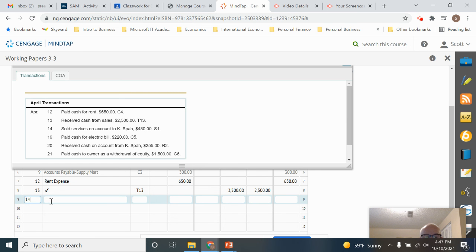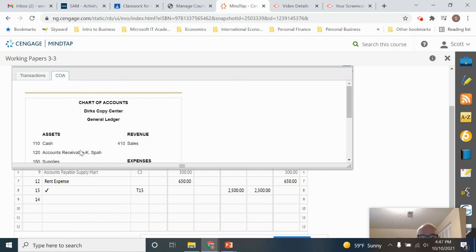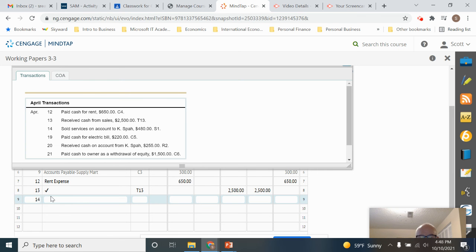Transaction for the 14th, sold services on account to K-Spa. K-Spa. All right. Well, what are we debiting? Let's go look at our chart of accounts here. Accounts receivable, K period SPA. Accounts, whoops, Reardon, comma. Accounts receivable, K period SPA. Now, again, if you mess up, it'll yell at you. We're debiting that using our date, number one.